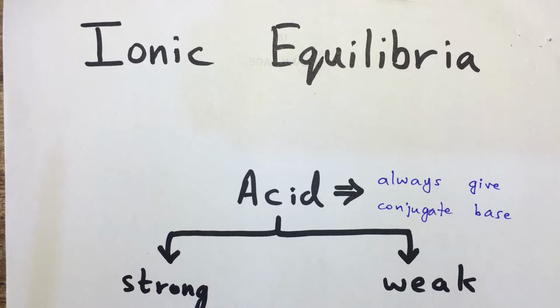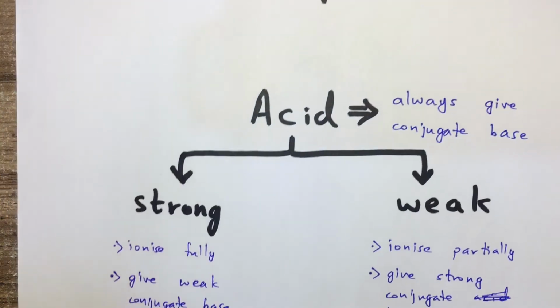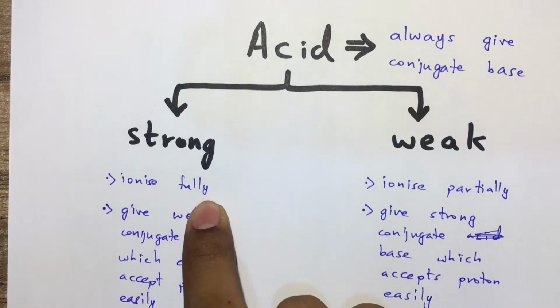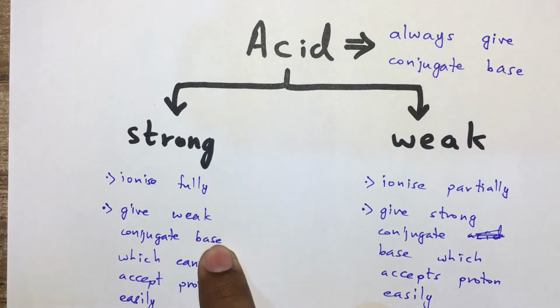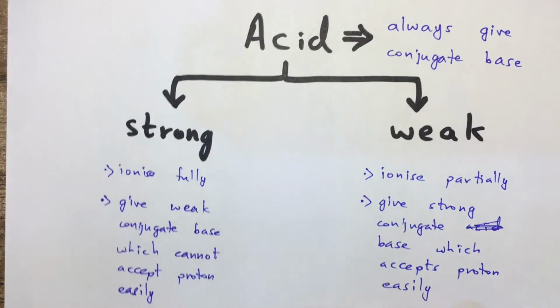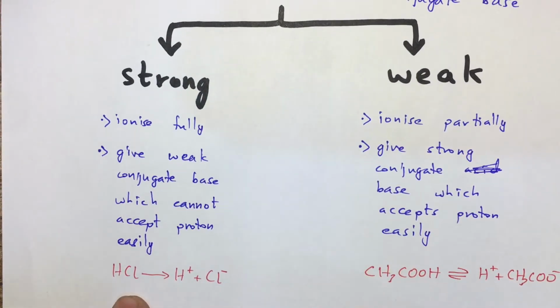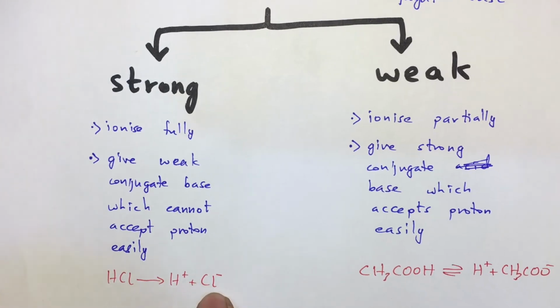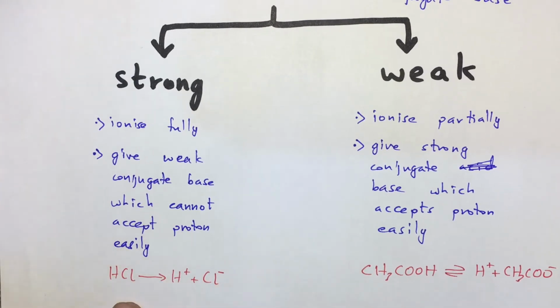Now, whenever acids dissociate, they give a conjugate base, right? So let's see how it goes. Strong acids ionize fully, and they give a weak conjugate base which cannot accept protons easily. An example of a strong acid is HCl. When it dissociates, it gives an H plus ion and a chloride ion, the conjugate base, Cl negative. Because this is a weak conjugate base, it cannot accept a proton easily, so the reaction is not reversible.